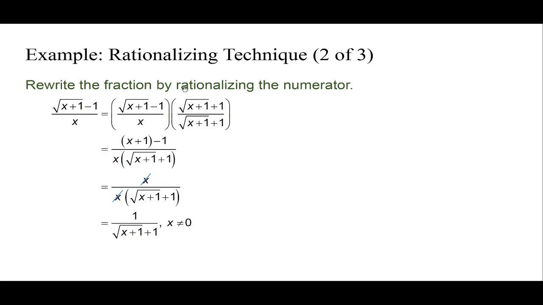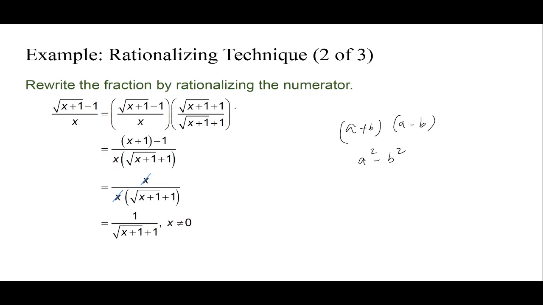Just do the step-by-step multiplication. If you remember, if you multiply a plus b and a minus b, which are conjugates of each other, the result is a squared minus b squared. In our case, a is the square root of x plus 1, so the square of the square root is x plus 1. b is 1, so the square of 1 is 1. So on the top part, you have x plus 1 minus 1. After cancellation, it would be x. On the bottom part, you have x times the conjugate terms.